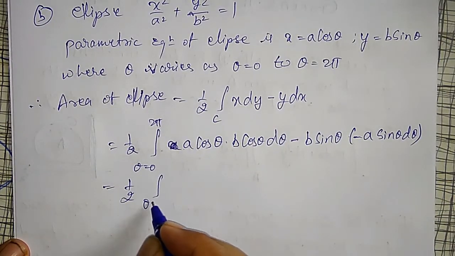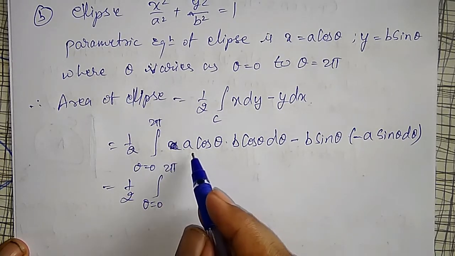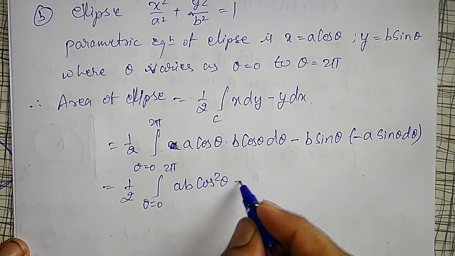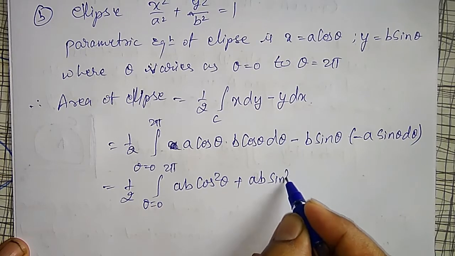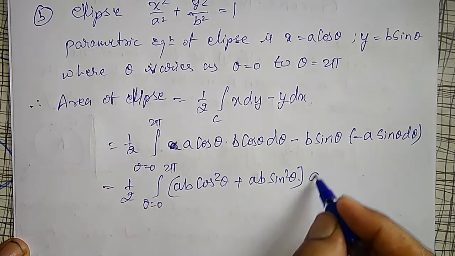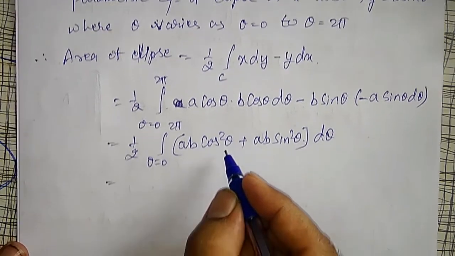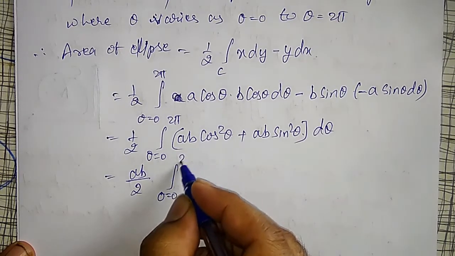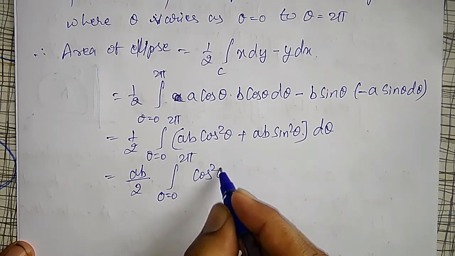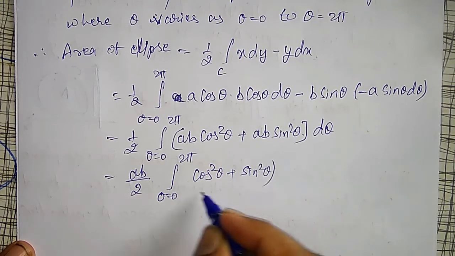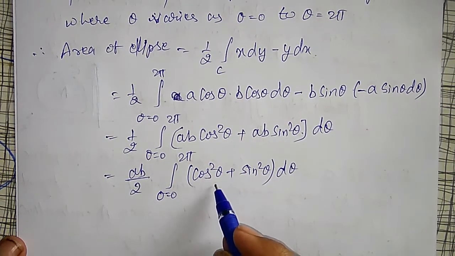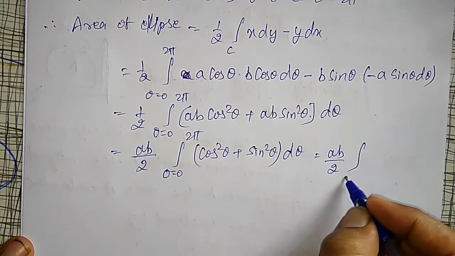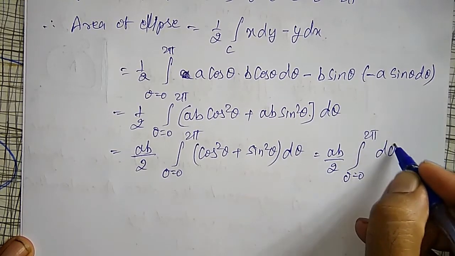1 by 2 integration from theta equal to 0 to 2 pi, a into b, ab cos square theta minus of minus plus ab into sin square theta into bracket d theta. And ab again I can take common, that is ab divided by 2 integration from theta equal to 0 to 2 pi cos square theta plus sin square theta into d theta. But cos square theta plus sin square theta equal to 1, which is ab divided by 2 integration from theta equal to 0 to 2 pi into d theta.